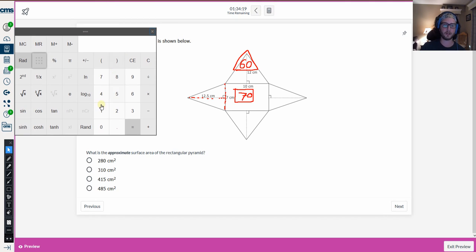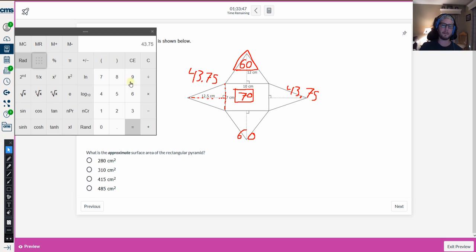So for this triangle, the base is 7 times 12.5, and divide by 2 since it is a triangle, and we get 43.75. So 43.75 for this. And as you can plainly see, this triangle and this triangle will be the same, so 43.75. This triangle and this triangle will be the same, so 60.